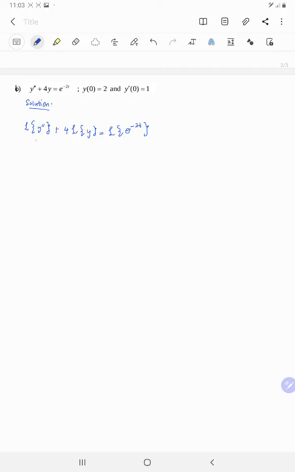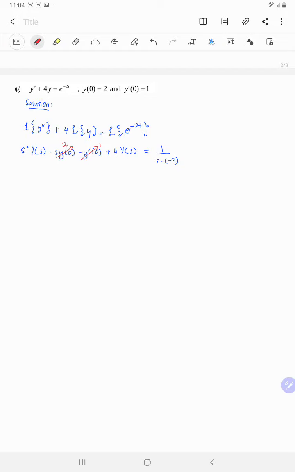Okay, so then you refer to the table. Laplace of y double prime is given by the table formula. Laplace of y is always given by capital Y(s). Next, Laplace of e to the negative 2t is 1 over s plus 2. Next, you substitute the conditions given. y(0) is given by 2. y prime (0) is given by 1.